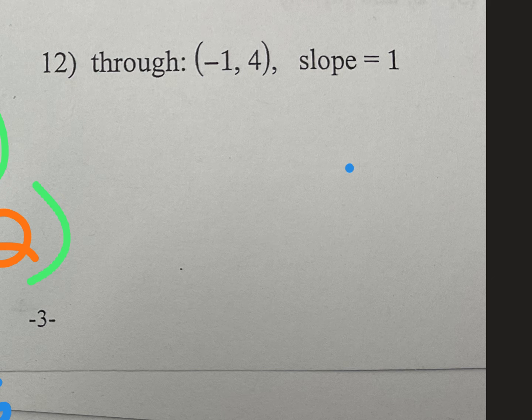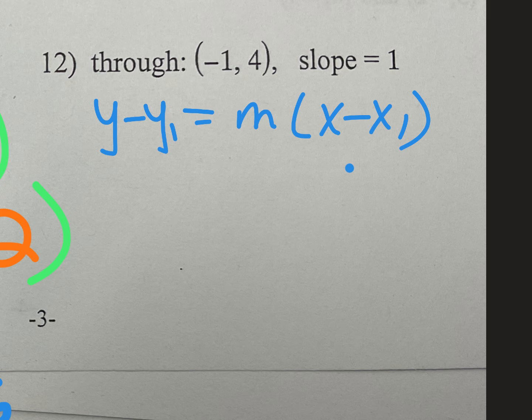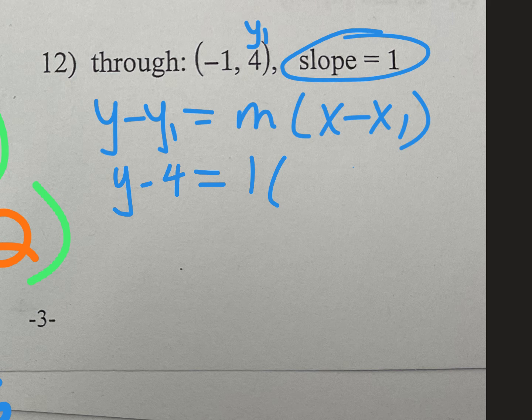All right, so we've got a point, we've got a slope. Y minus y1 equals m times x minus x1. So first I'm going to do, instead of y minus y1, I'm going to do y minus 4, because that's my y coordinate. Instead of m, I'm going to replace that with a 1. And instead of x minus x1, I'm going to replace that with an x plus 1. Because that is minus a negative.